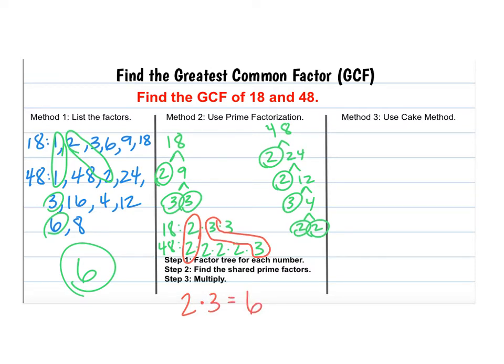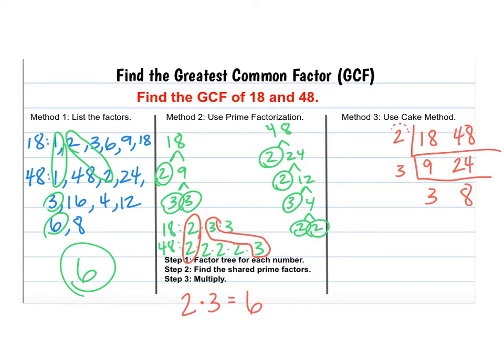Okay, last one, cake method. This is similar to dividing by prime numbers. So I put both numbers, 18 and 48. I'm looking for prime numbers that go into both 18 and 48, which would be 2. 18 divided by 2 is 9, and 48 divided by 2 is 24. Both 9 and 24 can be divided by 3. 9 divided by 3 is 3. 24 divided by 3 is 8. Now the only number that 3 and 8 have in common is 1, so we're done.